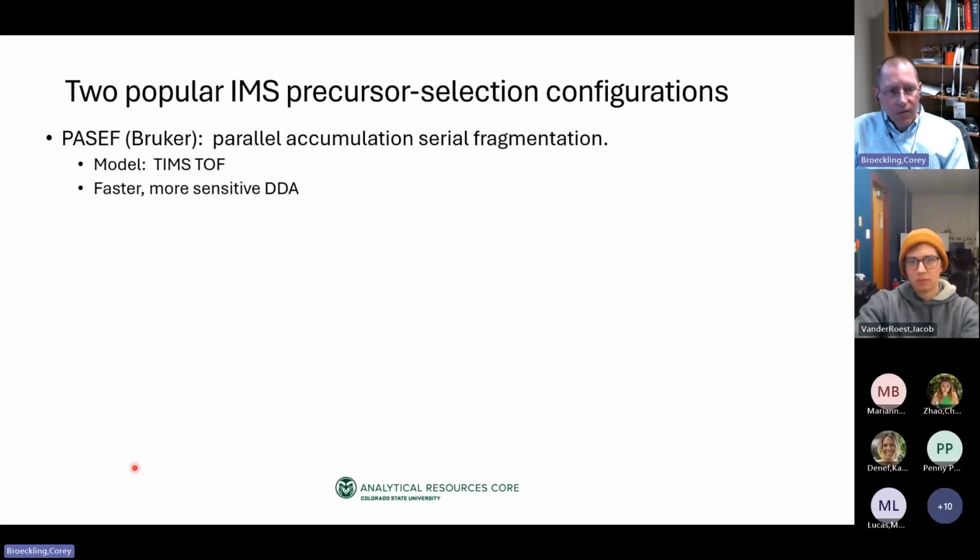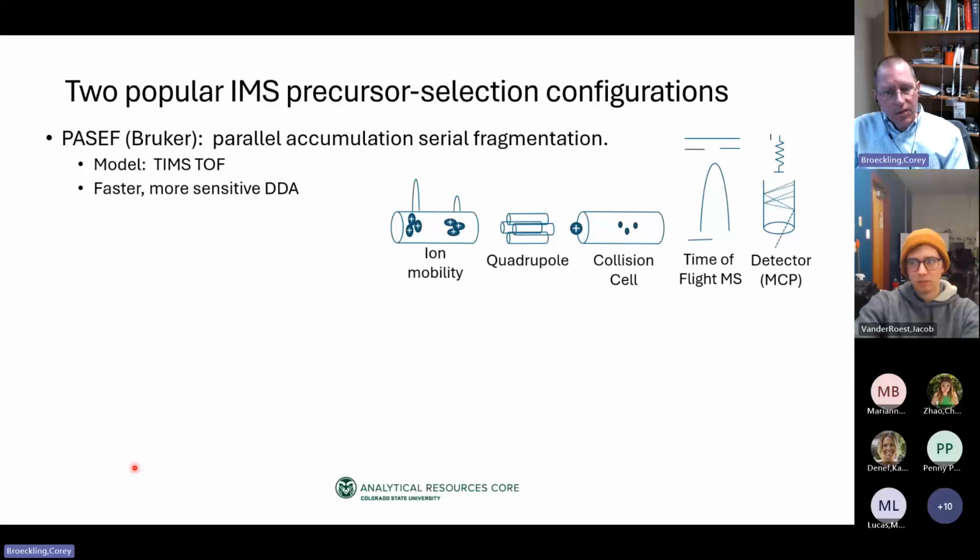And this is found on what's called their TIMS TOF. TIMS is Trapped Ion Mobility Spectrometry, time-of-flight platform, so TIMS TOF. And basically, it's a faster, more sensitive DDA. So this is the instrument architecture. If we look at the configuration, what we have here is an ion mobility cell placed in front of the quadrupole. So normally this wouldn't be here. We would have our ionization source right here instead. In the TIMS TOF, the ionization source sits up here.